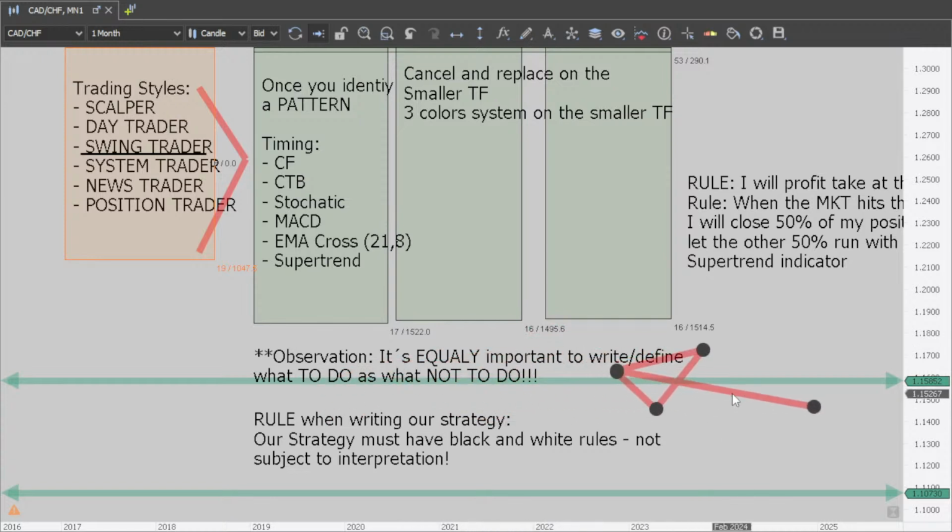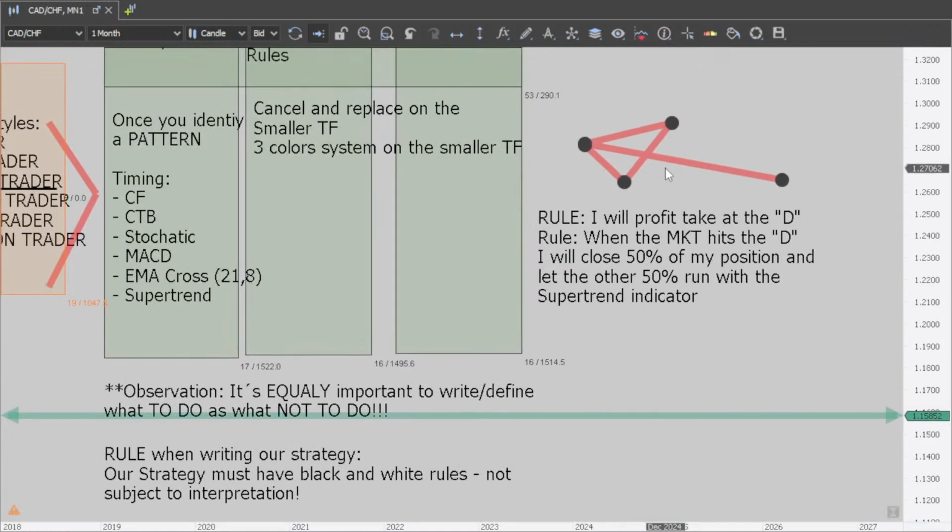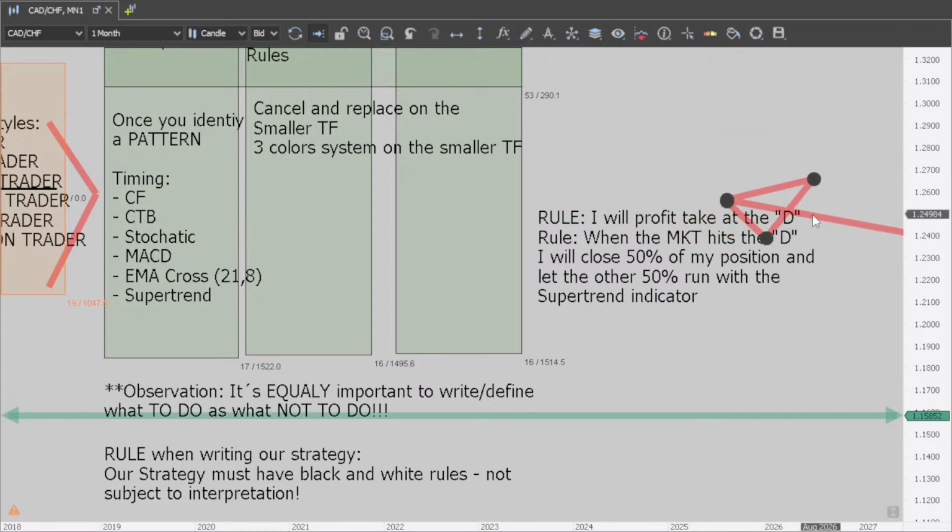Observation: it's equally important to write and define what to do as what not to do. Rule: when writing our strategy, we must have black and white rules, not subject to interpretation. Well, it's going to be easier for the system trader. Oh, and this is from the exit, right? I will profit take at the extension rule. When the market hits the extension, I will close 50%.